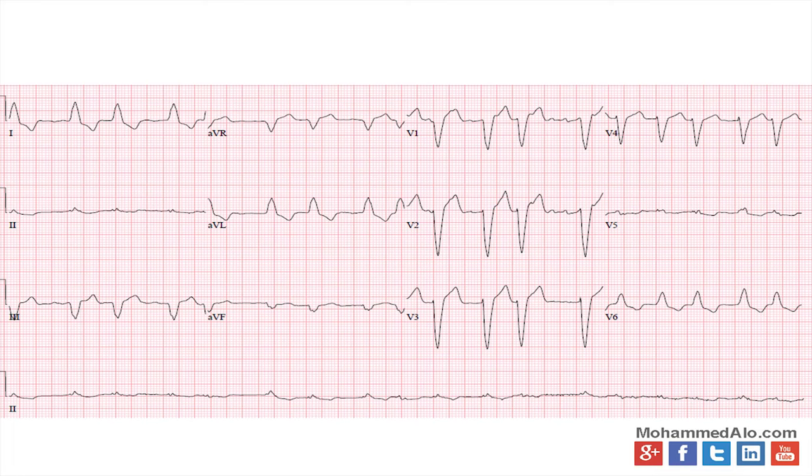The concern is obviously VTAC. It's a little bit slow. It's a little bit irregular. VTAC is generally regular. If you look at V2, the first two beats are wide and then closer, then wide again. This is AFib with a left bundle branch block again.